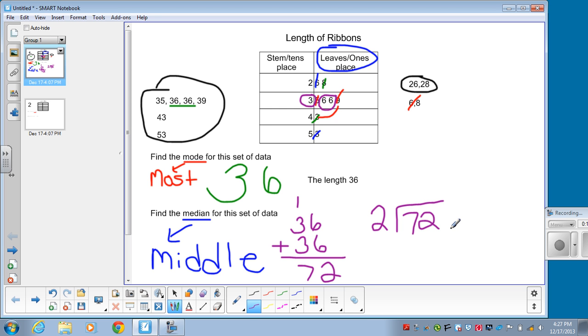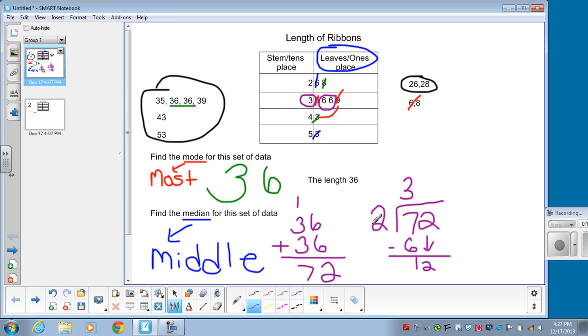Alright, let's check. 2 goes into 7 how many times? I go through my 2 times tables. 2, 4, 6, 8. It's 3 times. 2 times 3 is 6. I place the 6 underneath, and then I subtract. 7 minus 6 is 1. Then I bring down the 2.